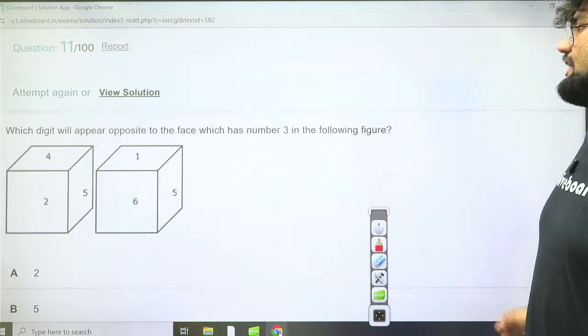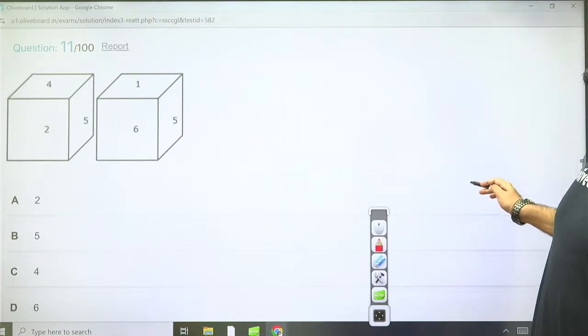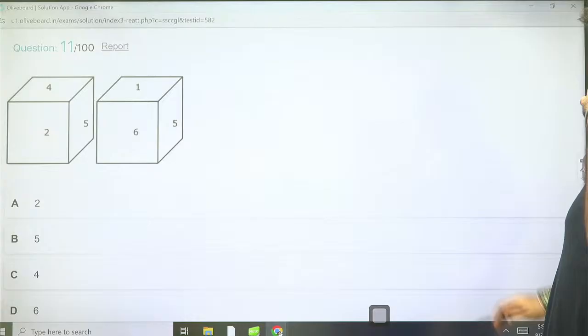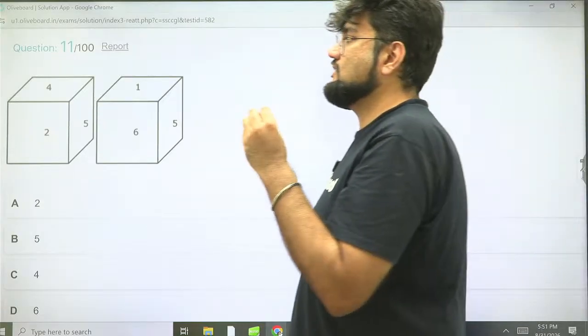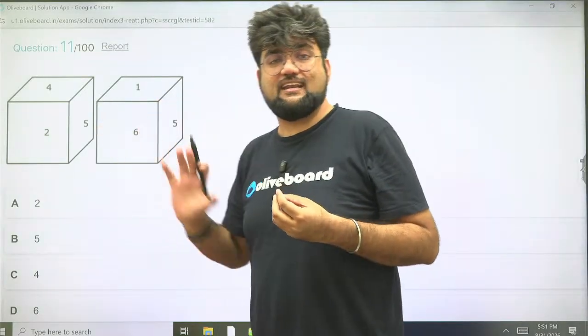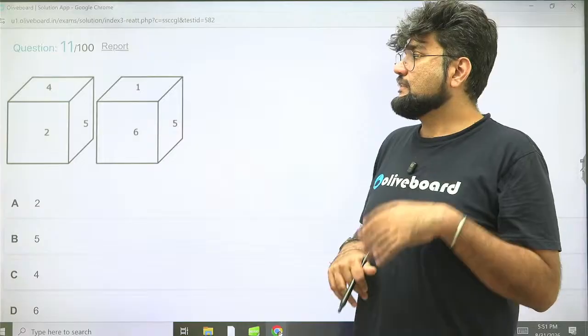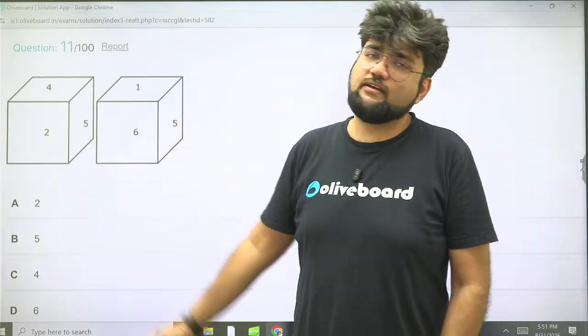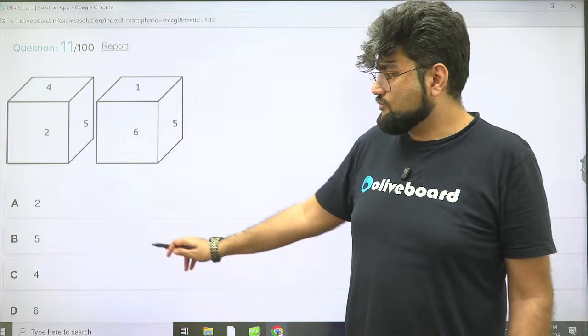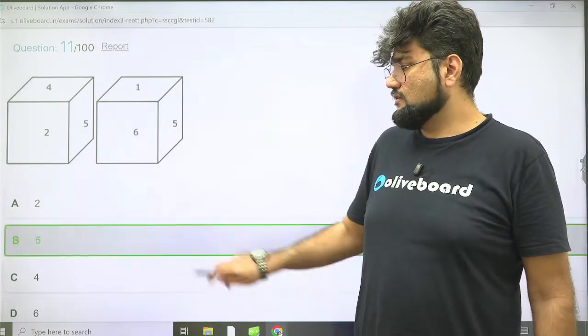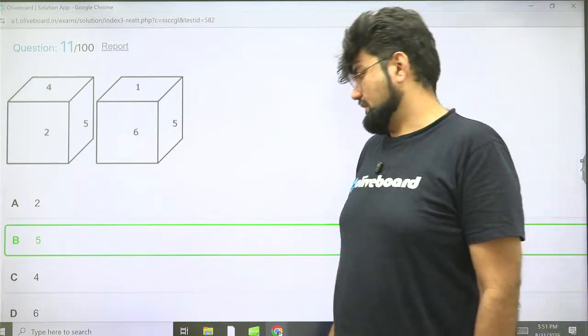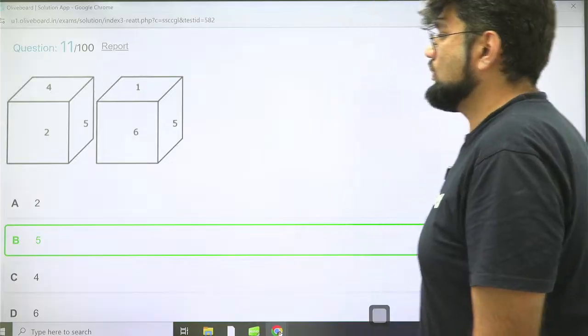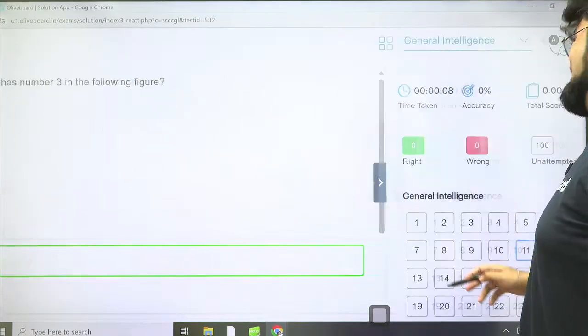Okay. Next. What will appear opposite to 3 in this figure? See, whenever they are asking you a question where the said face is not present in any of the figures, the answer is always the face which is common everywhere. So 5 is common here, 5 has to be my answer. This is based on the adjacent principle. So option B, 5, is the correct answer. 12 seconds. Next.